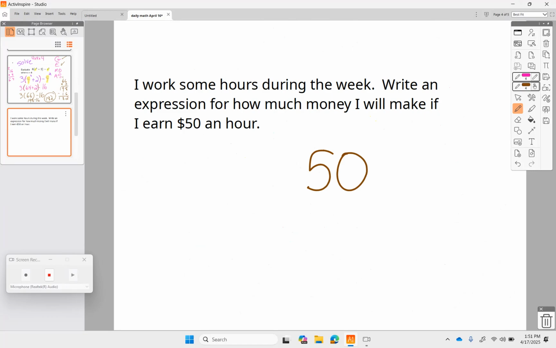Multiply. And I'm going to use H for hours because if I work 1 hour, I'm going to make 50, correct? 2 hours, I'm going to make 100. 3 hours, I'm going to make 150. I've talked about this in other videos. That idea is repeated addition, which is multiplication. Ready for the last one?